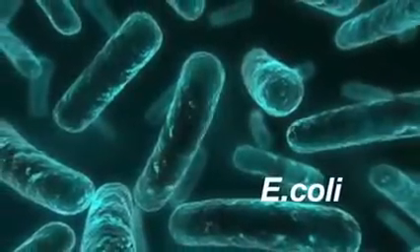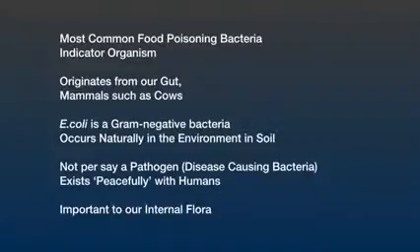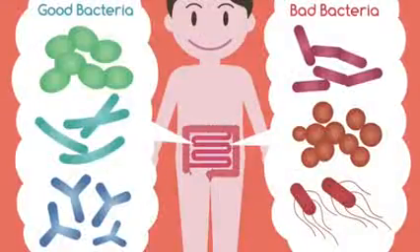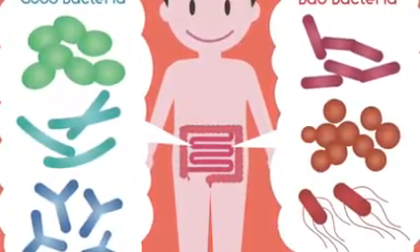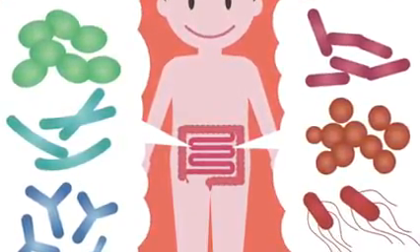Let's take a look at E. coli. E. coli is one of the most common food poisoning bacteria and is what we call an indicator organism. E. coli originates from our gut as well as other mammals such as cows. E. coli is a gram-negative bacteria that is naturally occurring within the environment, mostly in soil or in our gut, etc. These are not per se a pathogen, in other words, a disease-causing bacteria. E. coli does exist peacefully with humans and is an important part of our internal flora. This means the internal makeup of various bacteria in our gut that allows us to consume our food. These basically keep bad pathogens at bay.